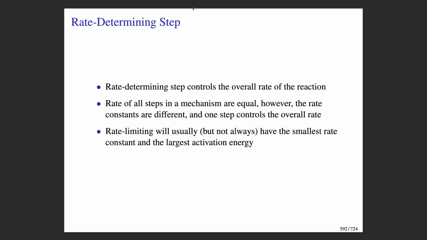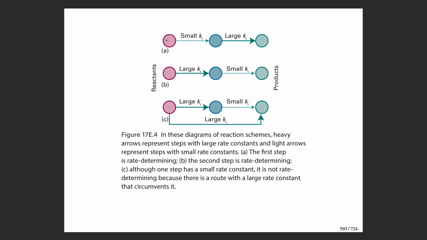Let me give you just a graphical example. So suppose we're considering a sequential mechanism like this one, and the first step has a small rate constant, but the second step has a large rate constant. That means that, on its own, that second step is going to proceed quickly. It's the step with the small rate constant that's going to slow down the overall chemical reaction rate. So all steps will have the same rate, but it's the slow step that determines what that rate is going to be. I should say it's the step with the smaller rate constant that determines what that chemical reaction rate will be.